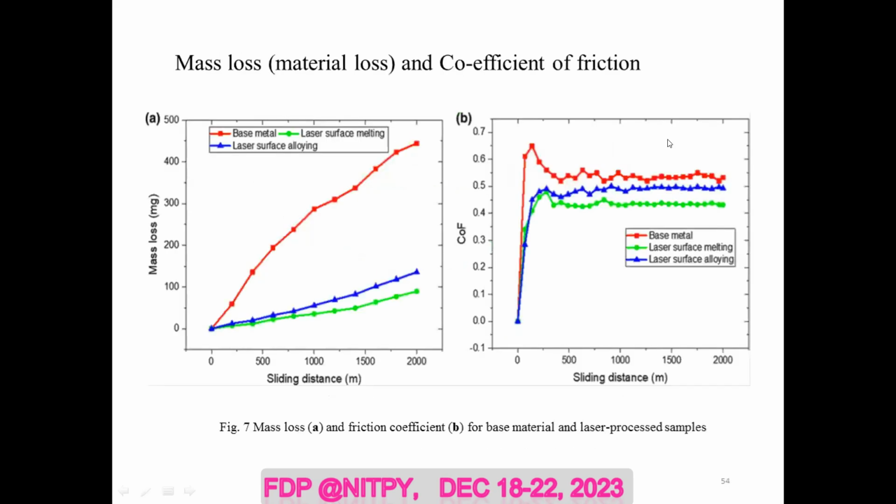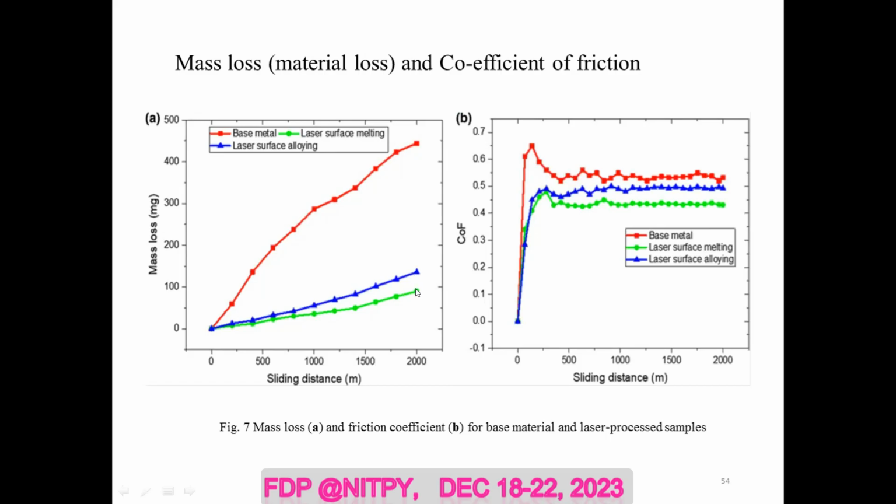Here you can see the mass loss and coefficient of friction. The red graph indicates the base metal. The blue one indicates the laser surface alloying. The green one is laser melting, where without any alloy powders, we melted the surface using the laser. Here you can see the base metal mass loss was around 450 milligrams. But with laser surface alloying, almost 150 milligrams of material loss happened.